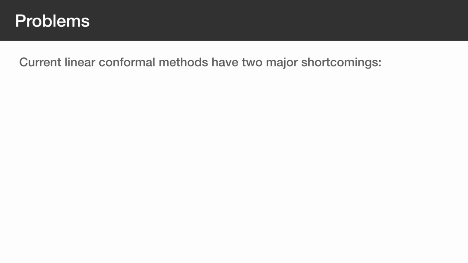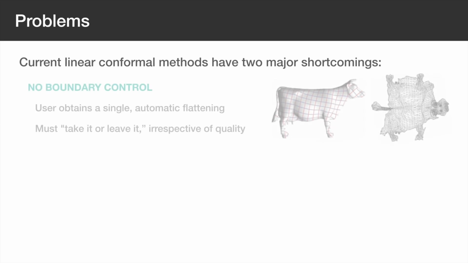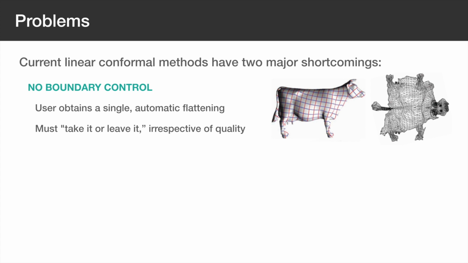However, current methods for conformal flattening have two major shortcomings. First, existing linear methods provide no explicit control over the boundary. The user obtains a single automatic flattening and one must take it or leave it. I'll address this issue in this talk.